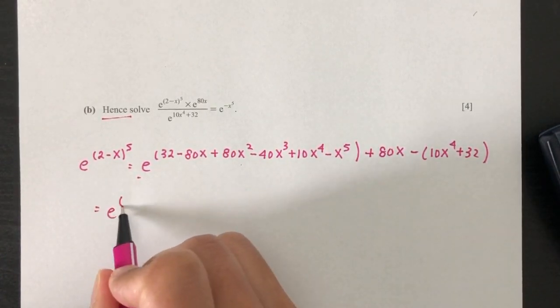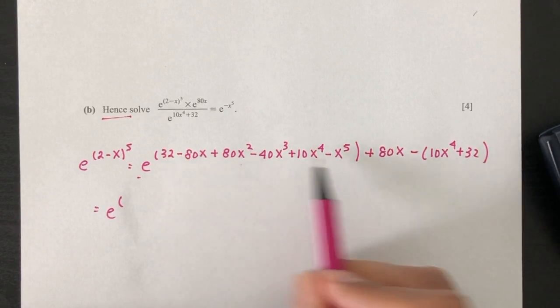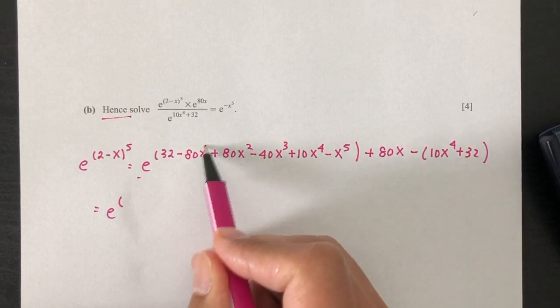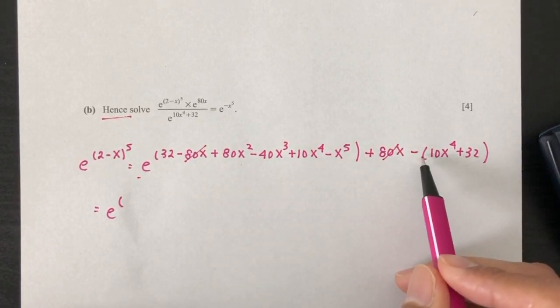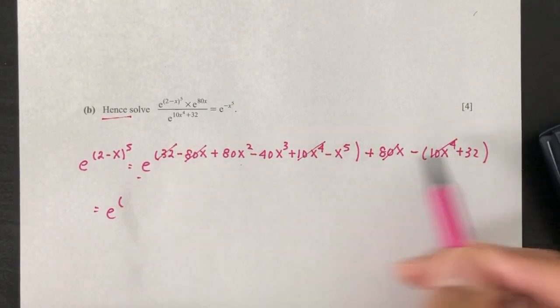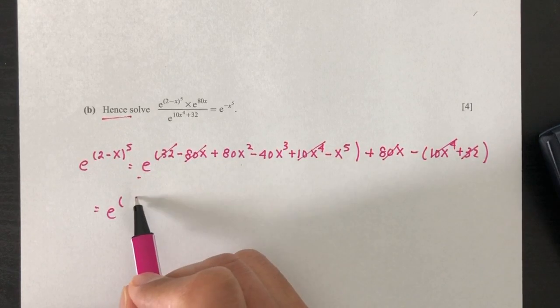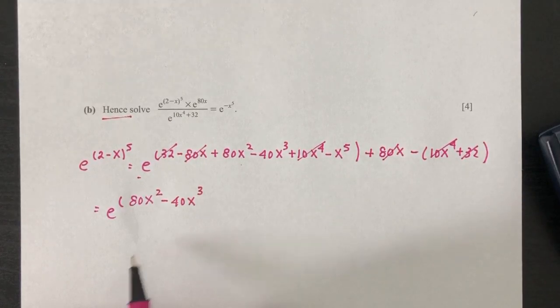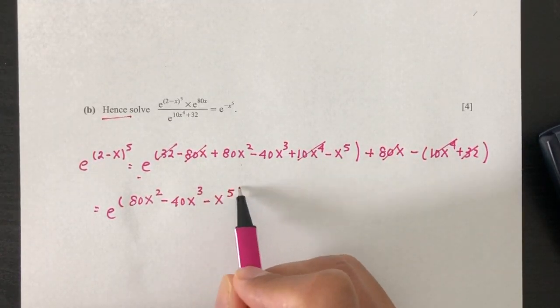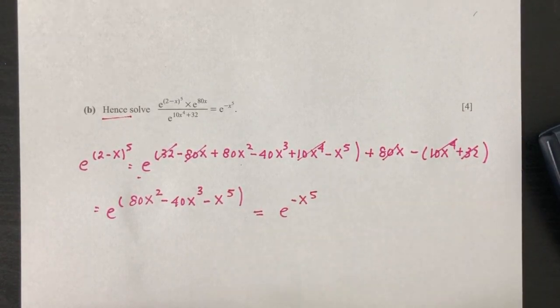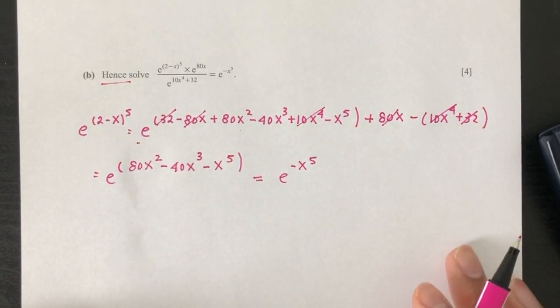We have e power of x, so minus 80x plus 80x will go away. Then we have minus 10x power 4 plus 10x power 4, that will go away. This also will go away. So in the end we will have 80x squared minus 40x cubed and minus this, equal to this one. Now we have to solve this. Solve is to find the value of x.